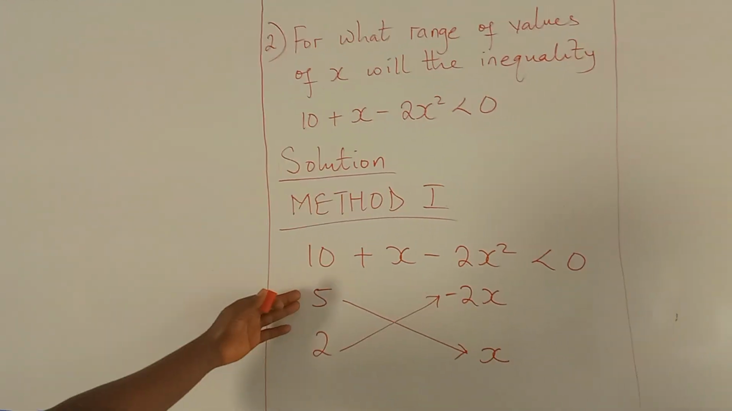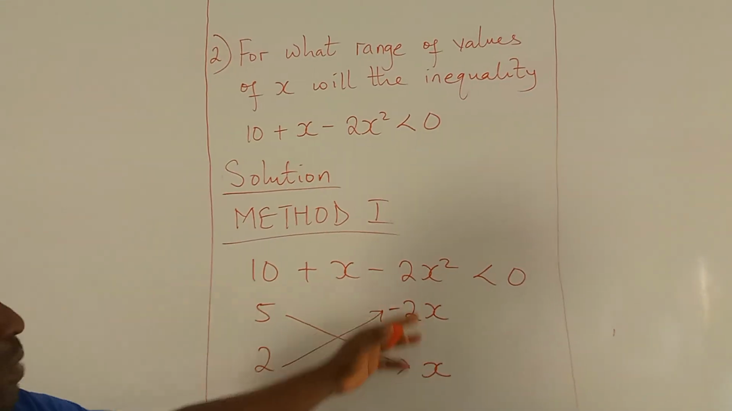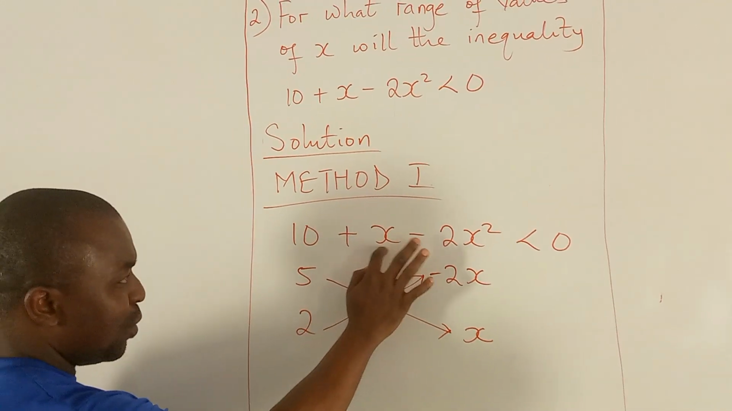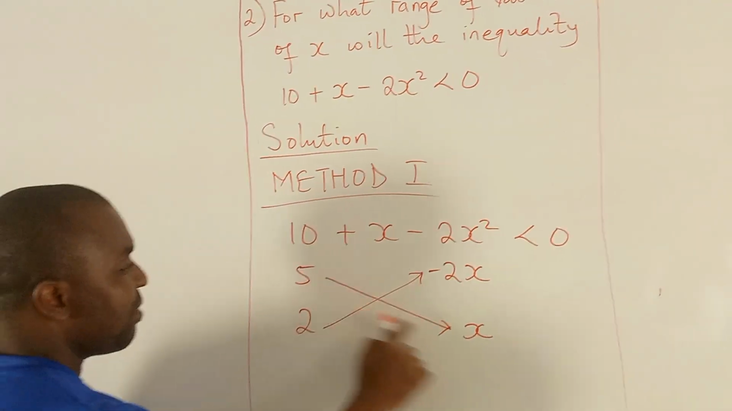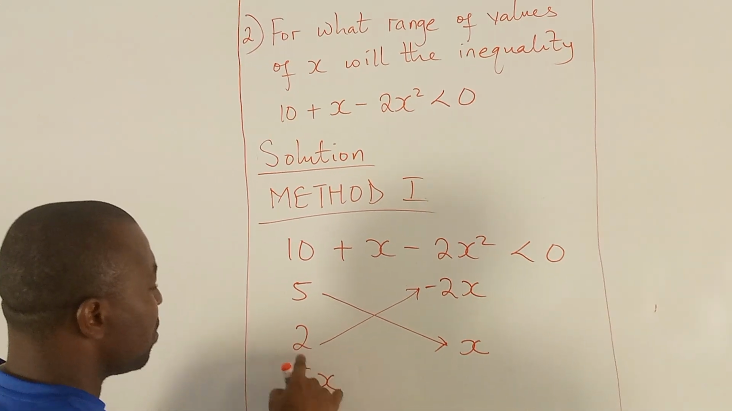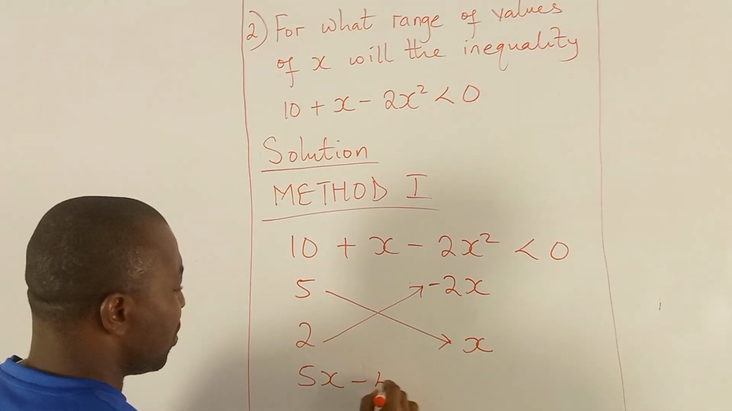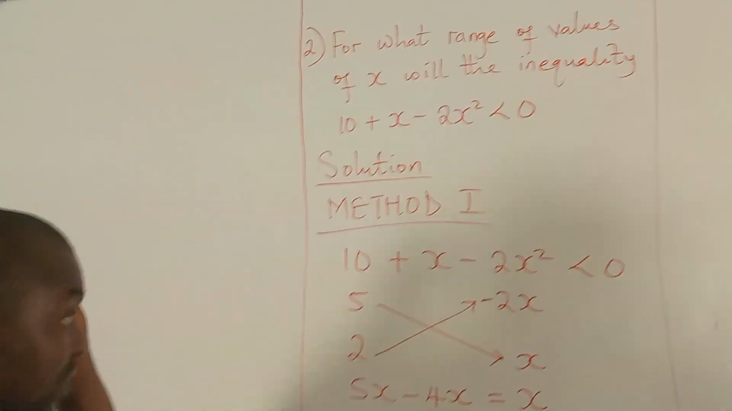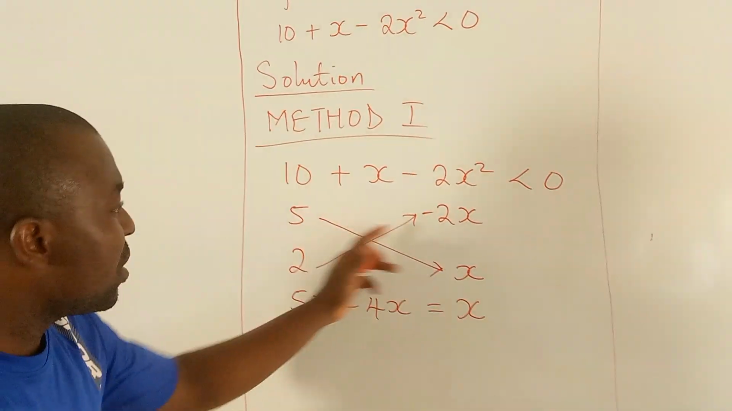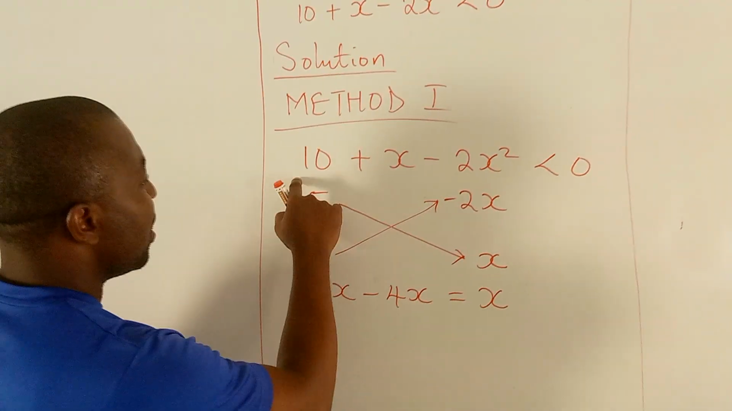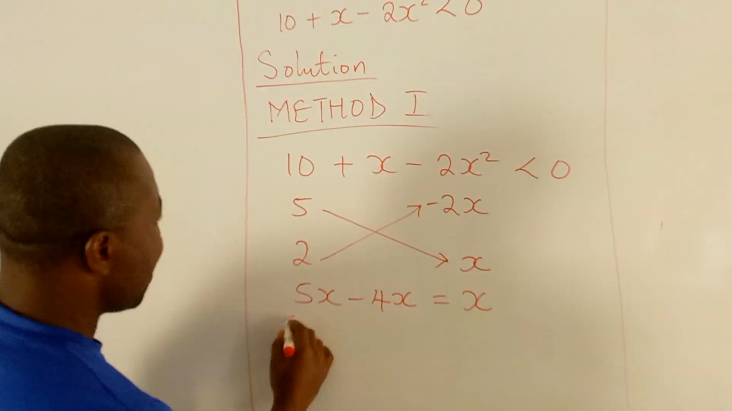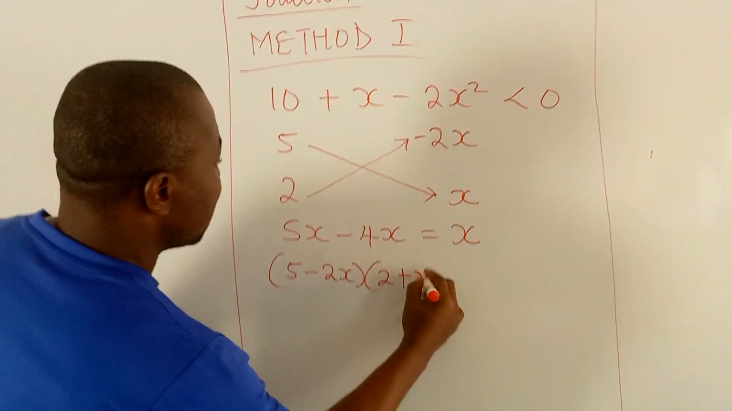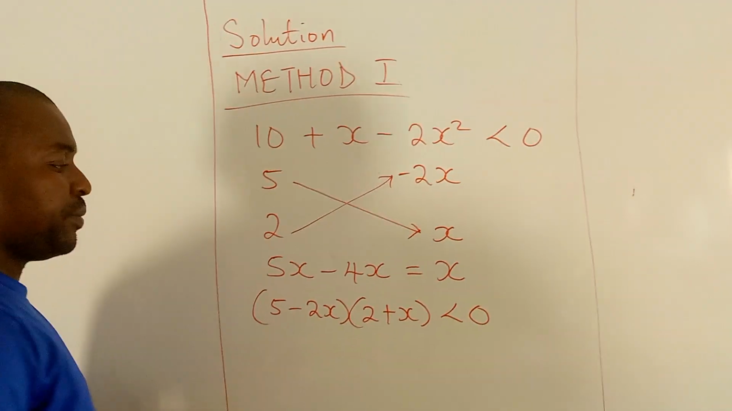So two factors that when you multiply, you have 10, and two factors that when you multiply, you have minus 2x squared. They must be such that when you cross multiply and add, it will give you the middle term. As you can see, 5 times x will give you 5x. 2 times minus 2x will give you minus 4x. And that result is x. So when that is achieved, put these two in brackets. It implies that this expression is the same thing as 5 minus 2x, 2 plus x is less than 0.